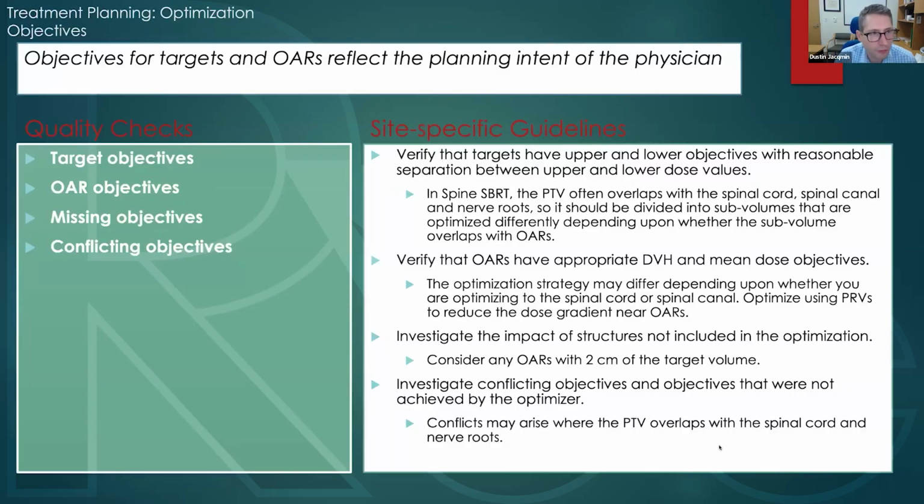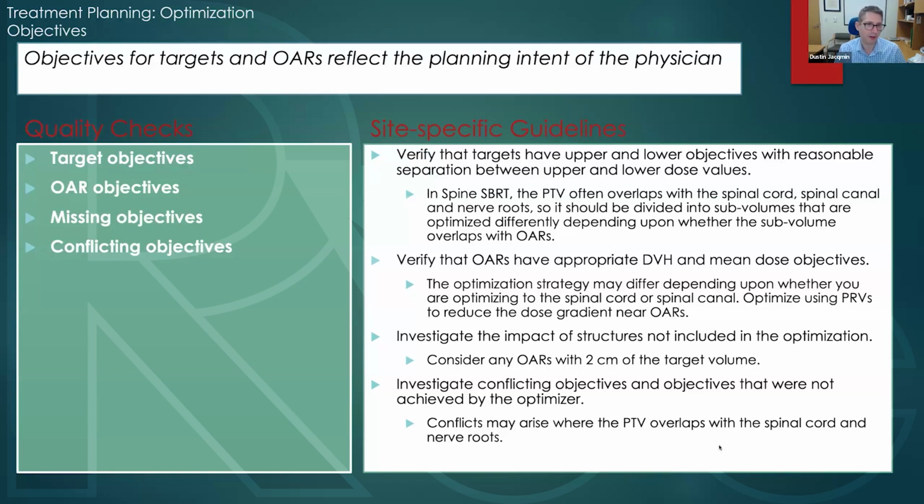So in optimization, one of the challenges we have in spine SBRT is that the PTV often overlaps with the spinal cord or the spinal canal or the nerve roots or the cauda equina. And so it should be divided into subvolumes that are optimized differently depending on whether the subvolume overlaps with organs at risk or not. And this is a concept we've seen a lot in other types of planning. I talked a little bit about it in my lung talk when we talked about the lung targets overlapping with the esophagus and the chest wall. So you'll see another example of that here today.